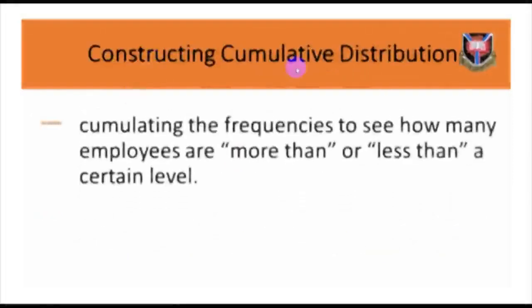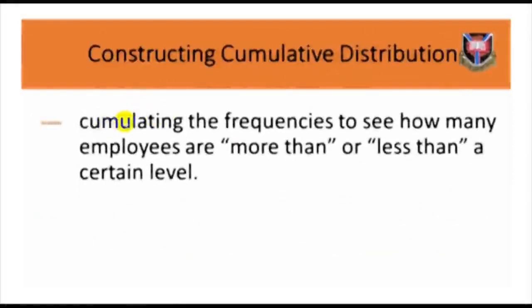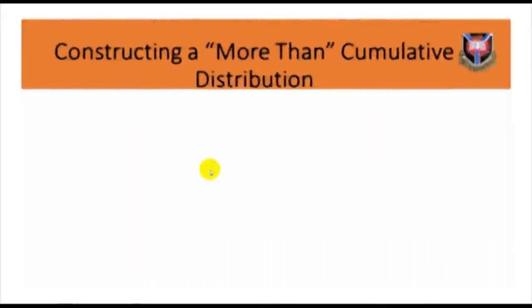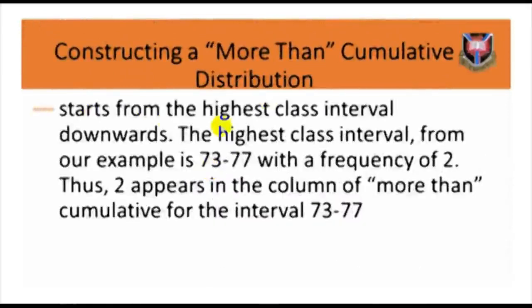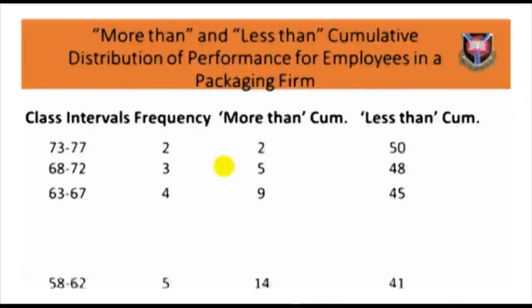Constructing cumulative distribution. Let us take a look at the information in Table 6.3. Can you state the number of employees whose performance scores are 38 and above, or those who are 62 and below? You most likely observe that this cannot be easily decided. To achieve such a task, the cumulative frequency distribution is required, by accumulating the frequencies to see how many employees are more than or less than a certain level.